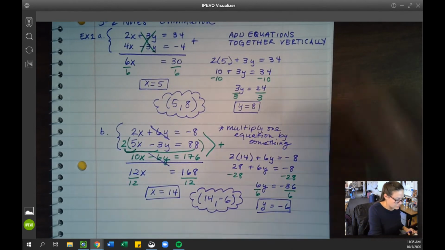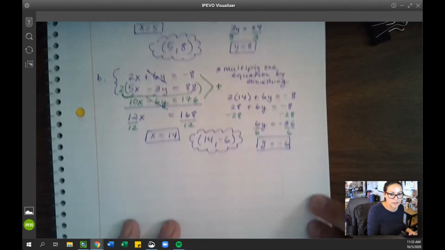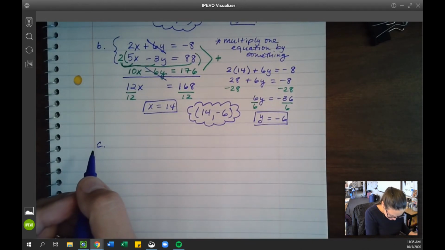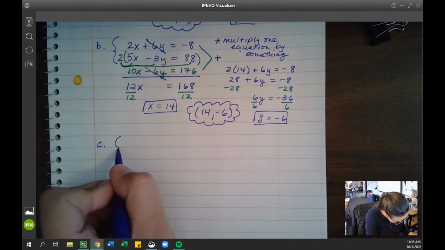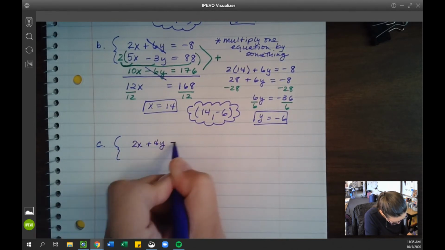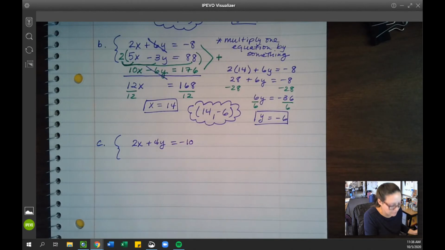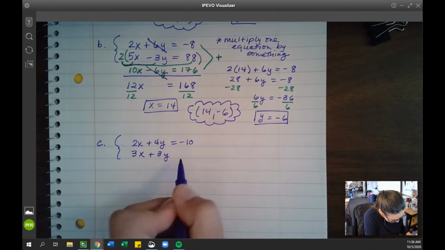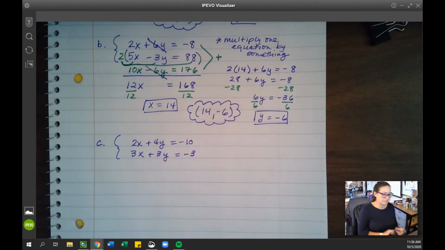All right, let's try another one. We're going to step it up another level here. Let's say I have 2x plus 4y equals negative 10, and I have 3x plus 3y equals negative 3.